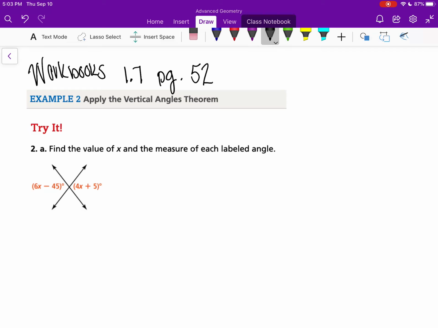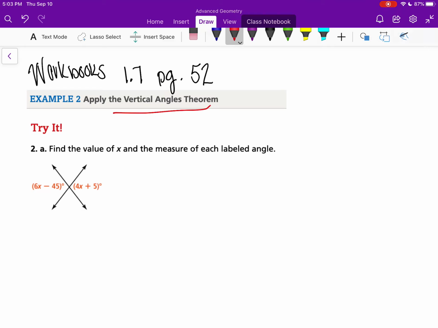And we're going to apply the vertical angle theorem, and that is how we're going to solve these next two problems. Just a reminder, the vertical angle theorem was something we just covered that tells us that vertical angles are congruent. And we know that if something is congruent, that means that they have the same measure.